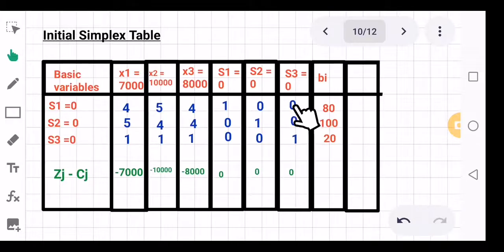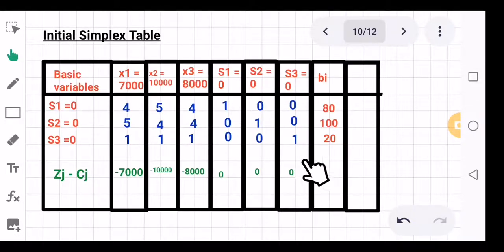Similarly for this, 0 into 0 0 plus 0 into 0 0 plus 1 into 0 0 minus 0 cj is 0, so 0. So that's how you got 0 over here. That is how you got all these values. That's how you got the values minus 7,000, minus 10,000, minus 8,000, 0 0 0.